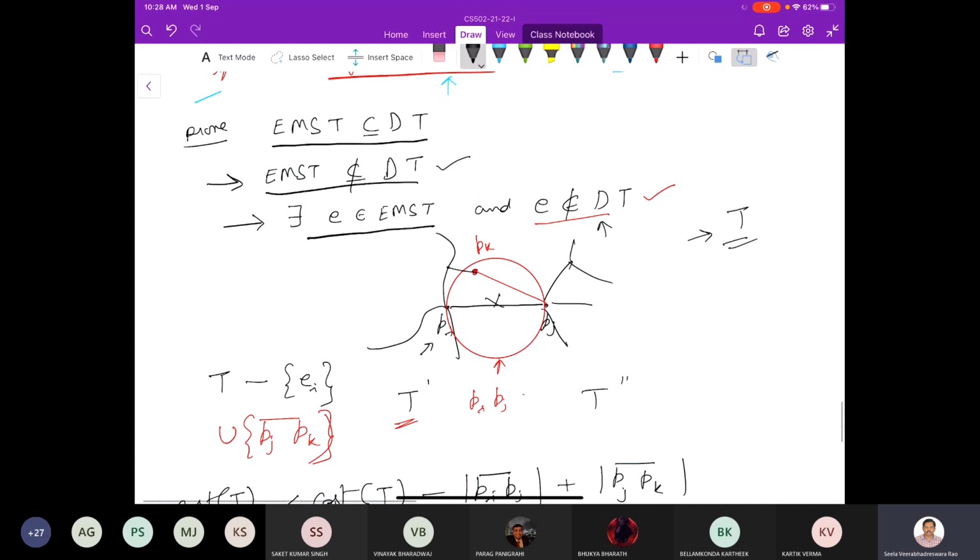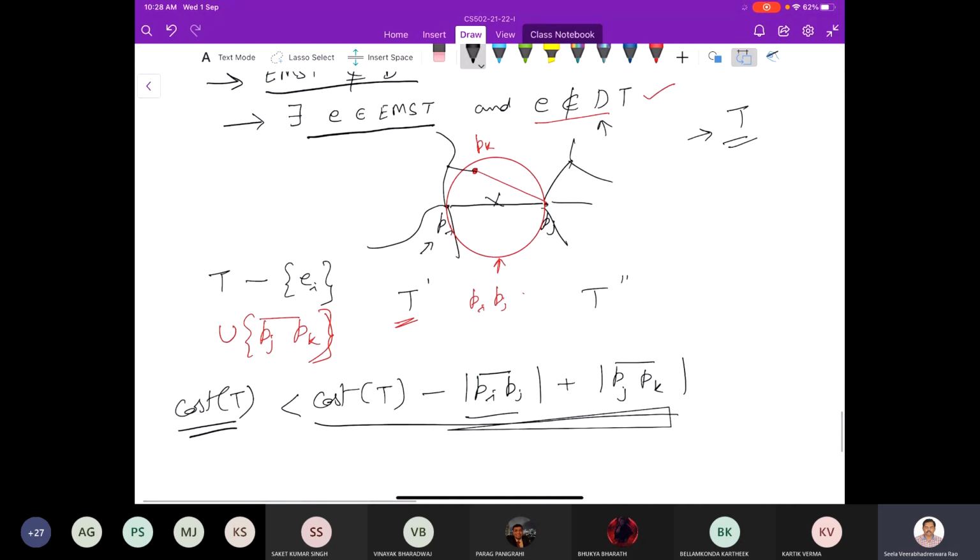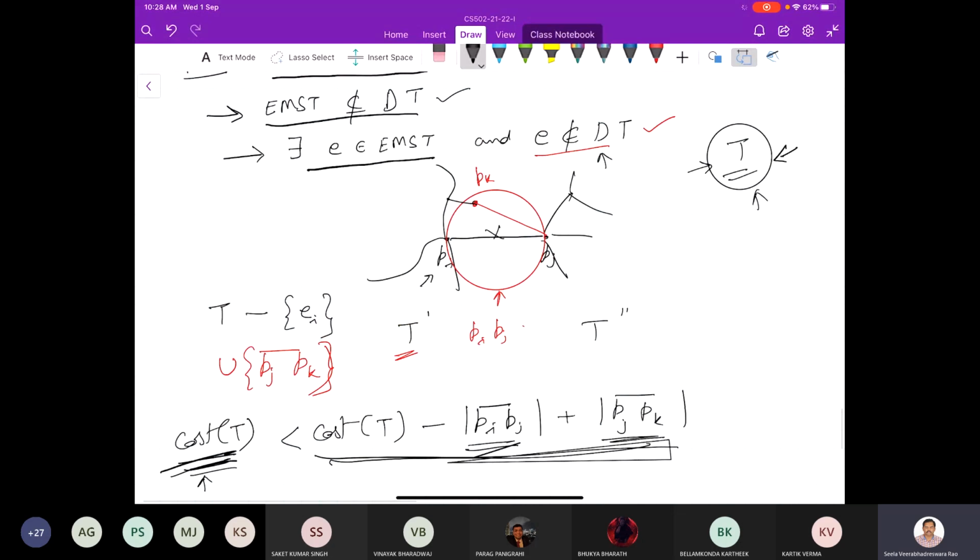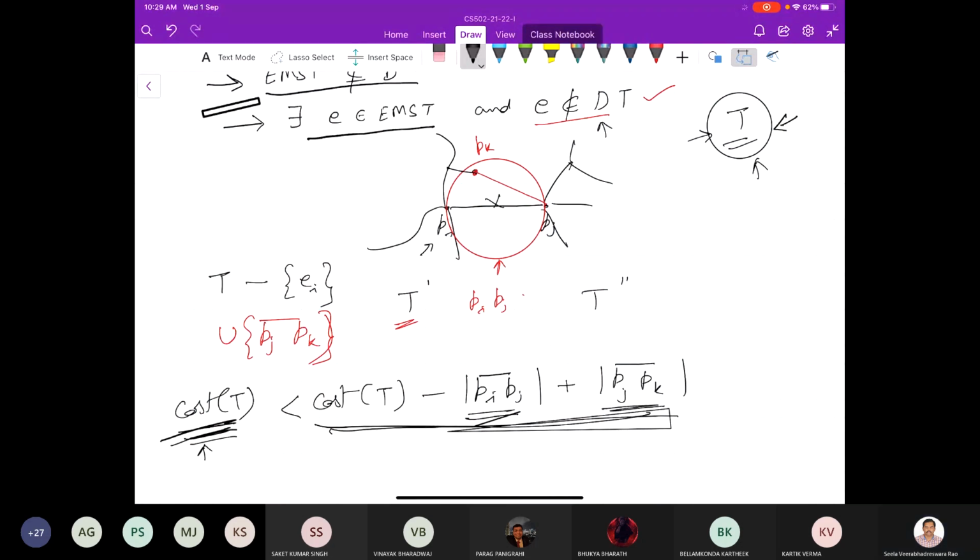If you look, the distance between Pj and Pk is always less than the distance between Pi and Pj. So the cost of this tree is less than the cost of the original minimum spanning tree, which is a contradiction. Initially we assumed that this is the minimum spanning tree, but we got another spanning tree whose cost is lower than this one, which is a contradiction. So our initial assumption was not correct, and E must belong to the Delaunay triangulation. This is the proof for this.